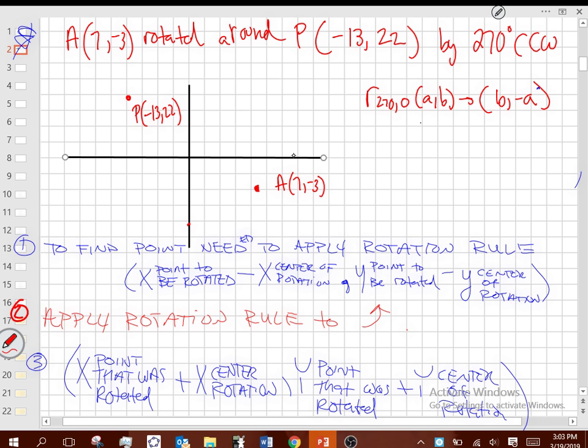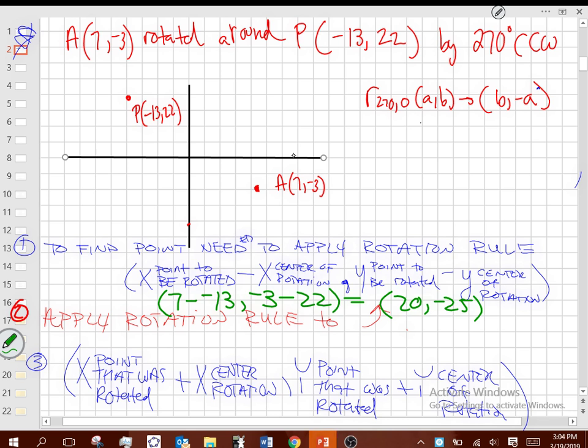Okay, so let's do this in green. When I take 7 minus -13, it'll be a comma, and you take your y. That generates the ordered pair 20 comma negative 25.